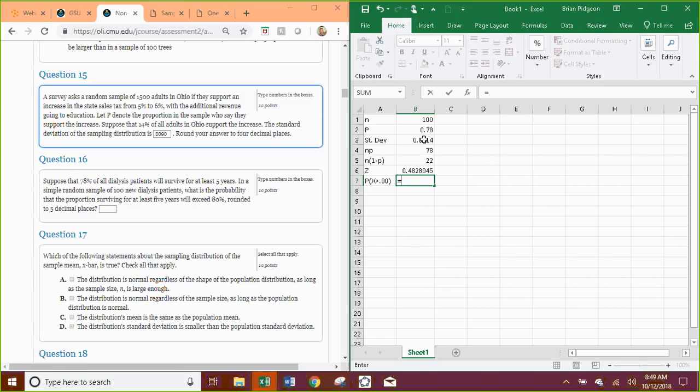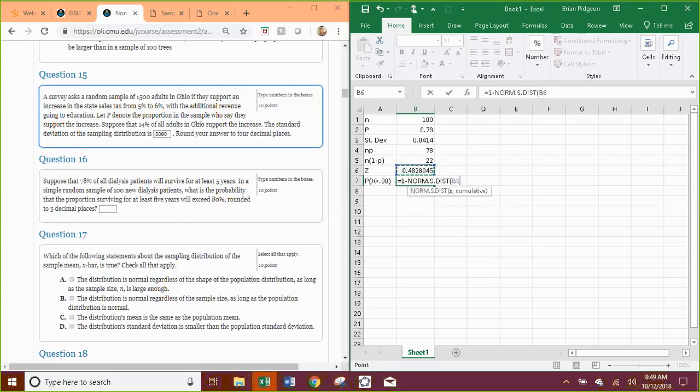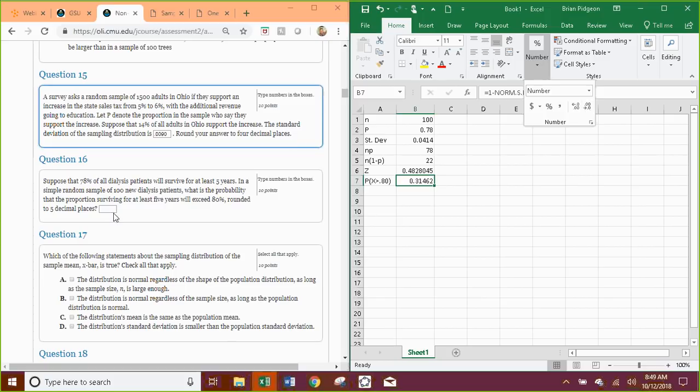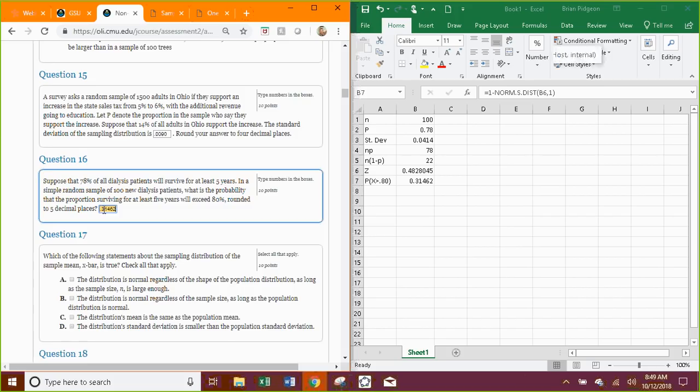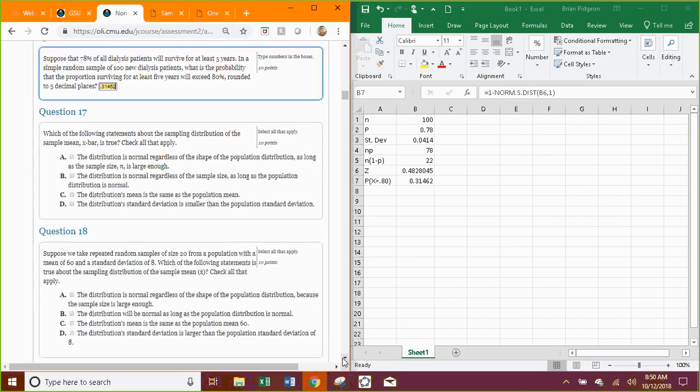Now when we do our normal calculation, let's think. We want a greater than probability. You should remember from test 2, when we use normalcdf that involves a greater than, we have to do 1 minus. So we do 1 minus normalcdf, or norm S dist. I'm going to do norm S dist since we calculated the z-score already, and then just click the z. Cumulative is always 1. Done. We want it rounded to 5 decimal places: 1, 2, 3, 4, 5. 0.31462.